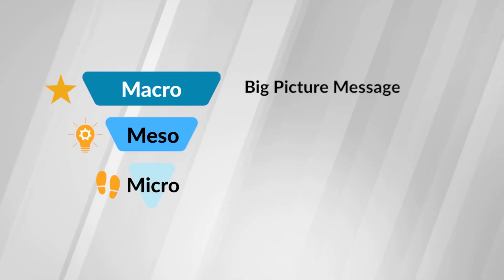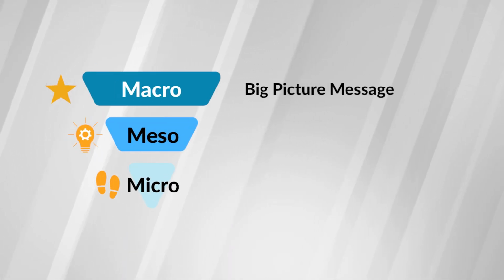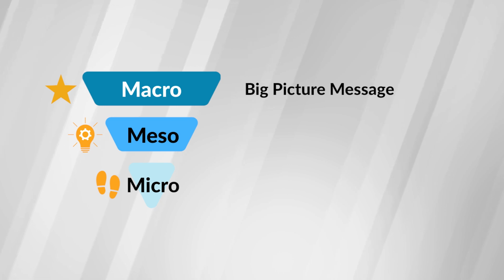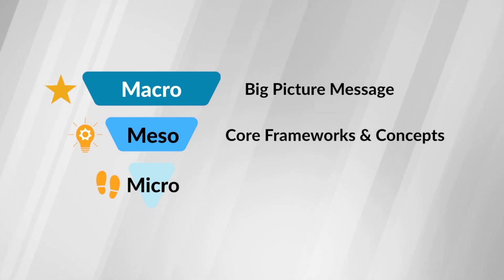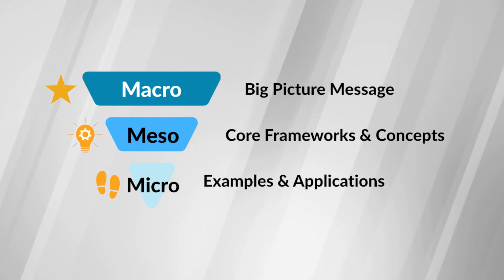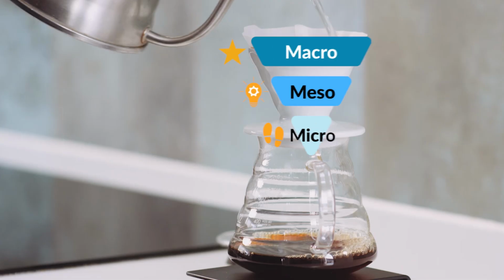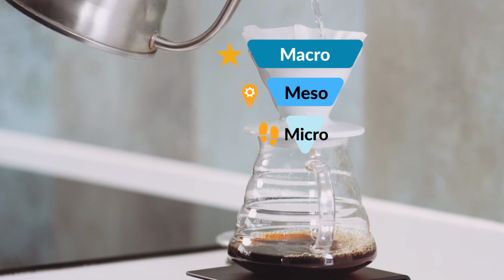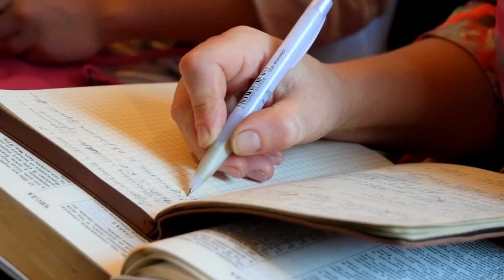We call them macro, meso, and micro. Macro is your big picture, one sentence that captures the core message of the book. Meso covers the key ideas or building blocks that support the message. Micro includes the best examples, data points, or action tips that bring those key ideas to life. These 3 levels of detail help you to cut through the noise and decide what to keep in your summary.